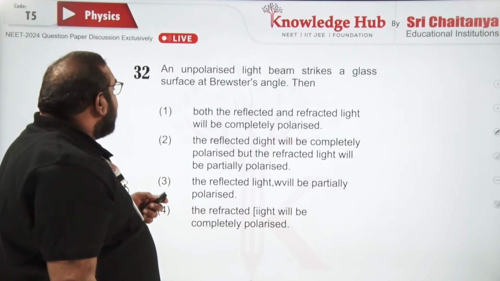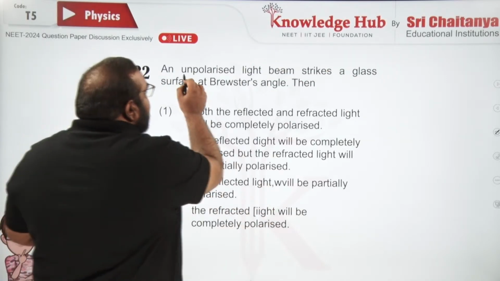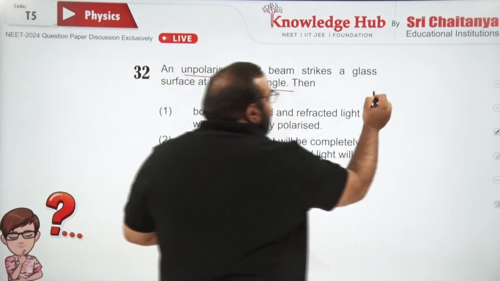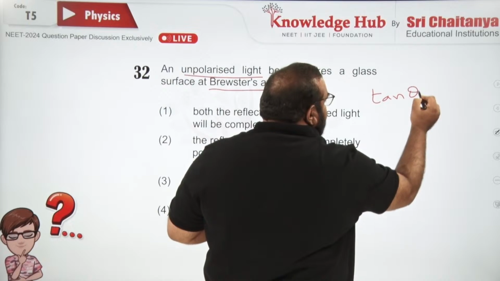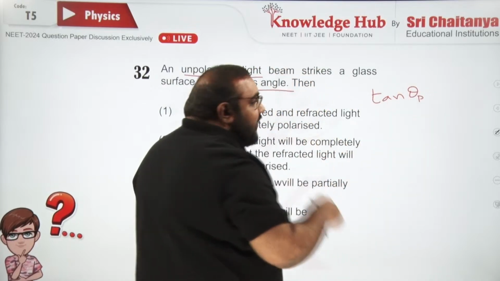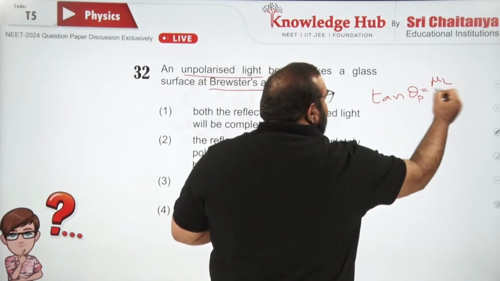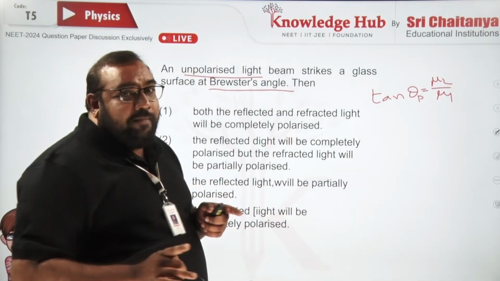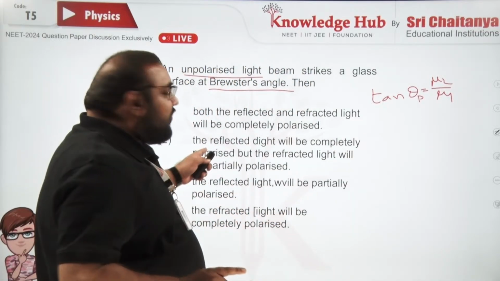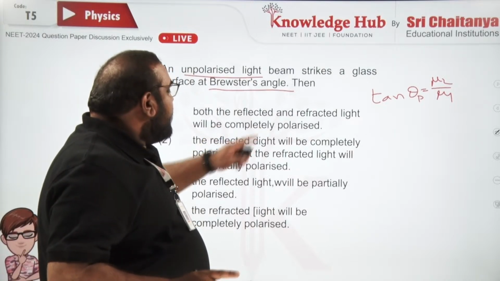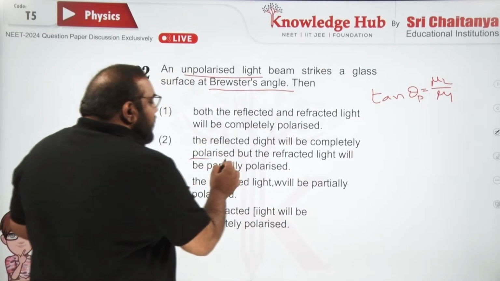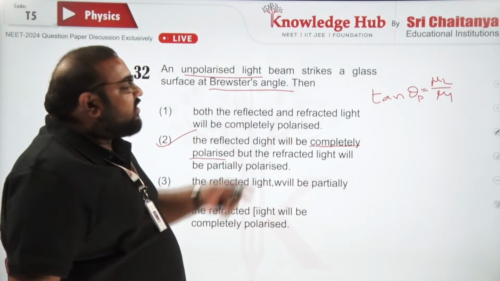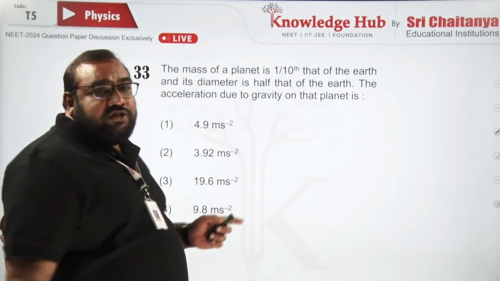Let us discuss the 32nd question. An unpolarized beam strikes a glass surface, Brewster's law. What is Brewster's law? With respect to the incident angle, tan of theta p, the polarizing angle, should be equal to mu2 upon mu1. Then the reflected ray and refracted ray, we have to compare with respect to polarization. What will we get for that? The reflected ray will be completely polarized, but the refracted ray is partially polarized. Okay, that is Brewster's law.